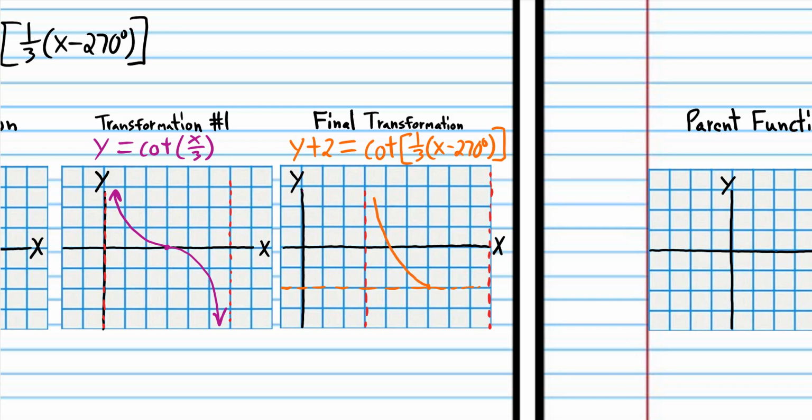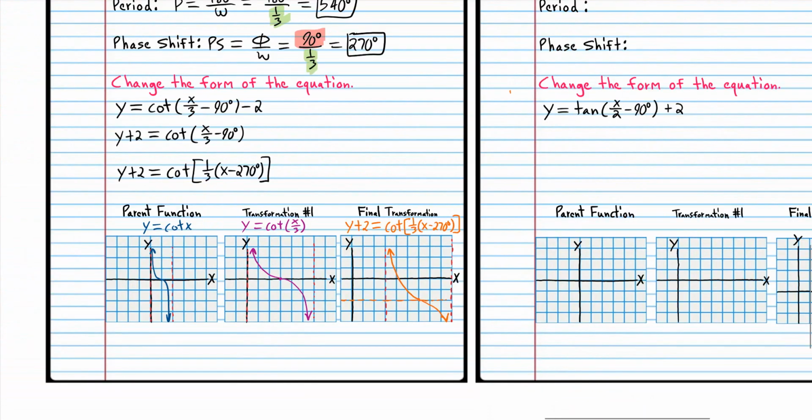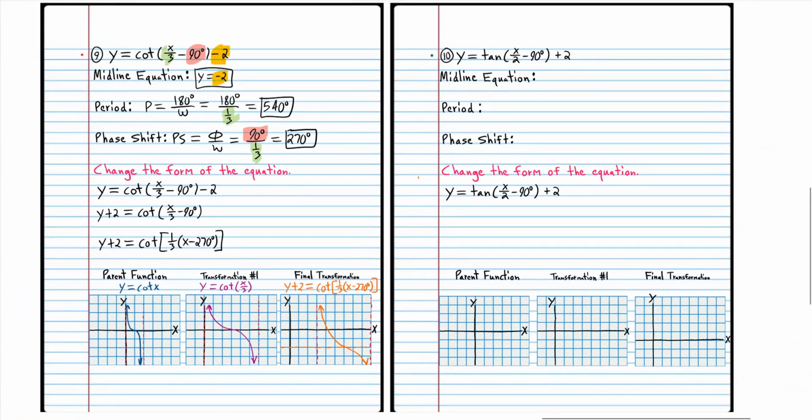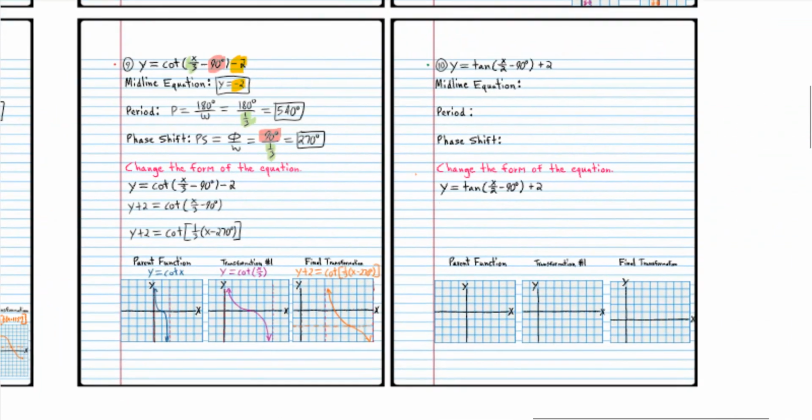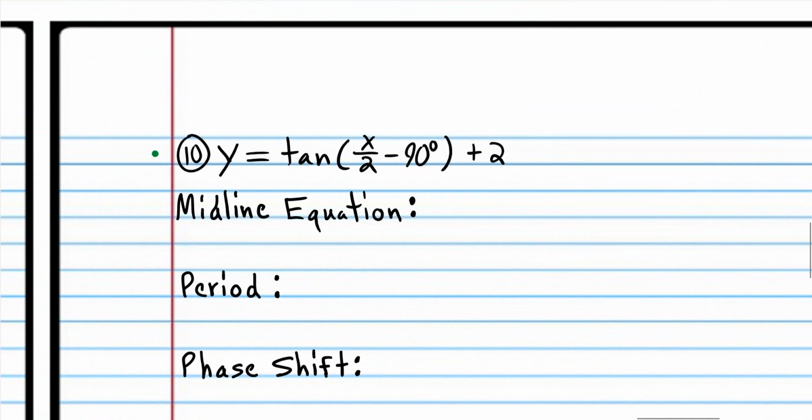So the graph looks something like that. Okay, so go ahead and try number 10. You can use number 9 to help you, and when you come back, we'll do it together. Alright, we're back. So the midline equation is y is equal to 2. And I got that from there.